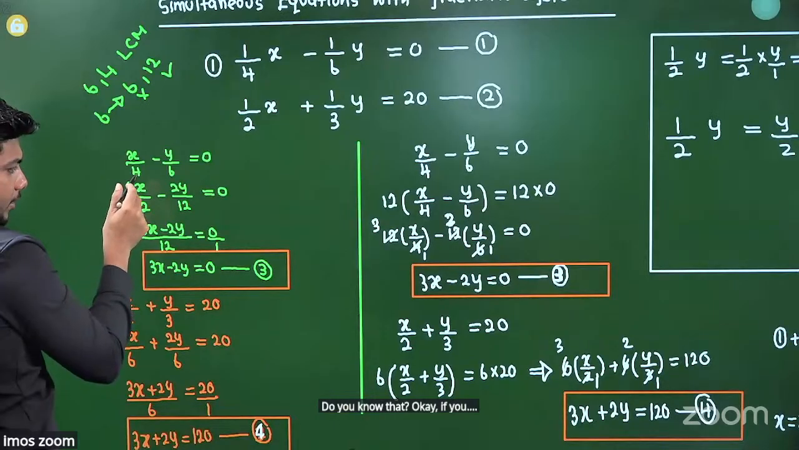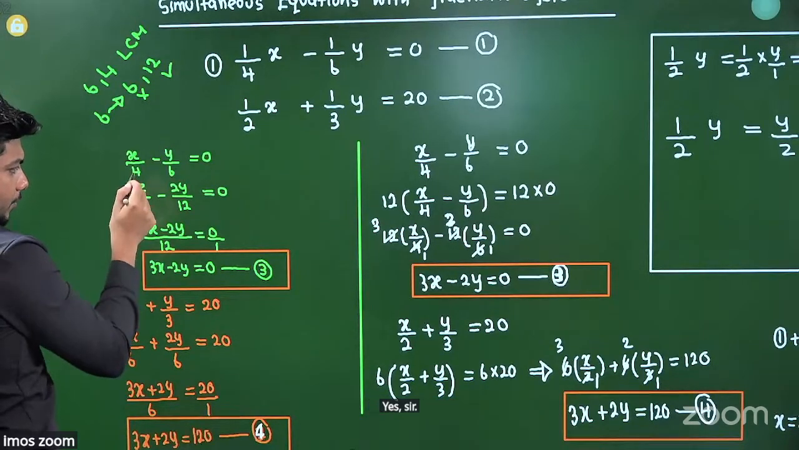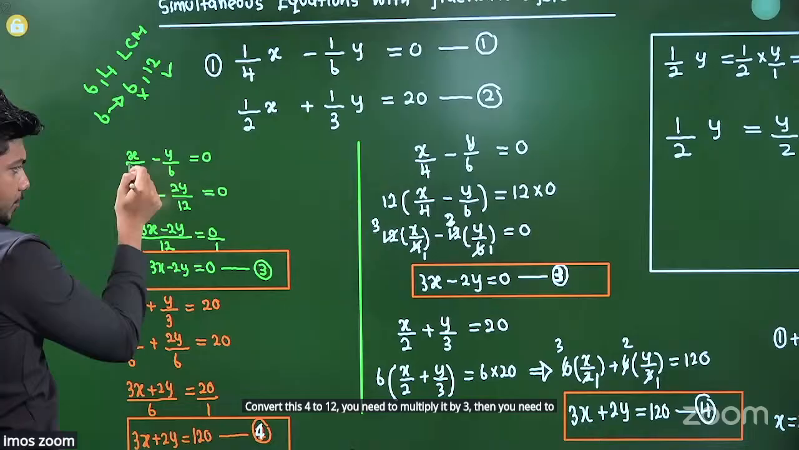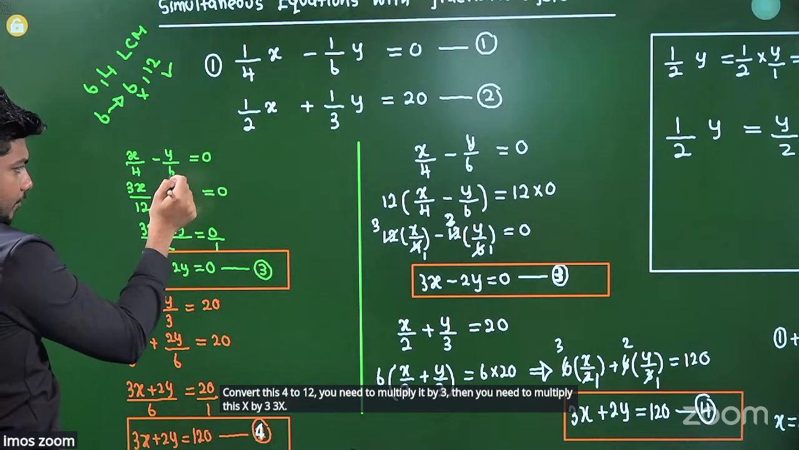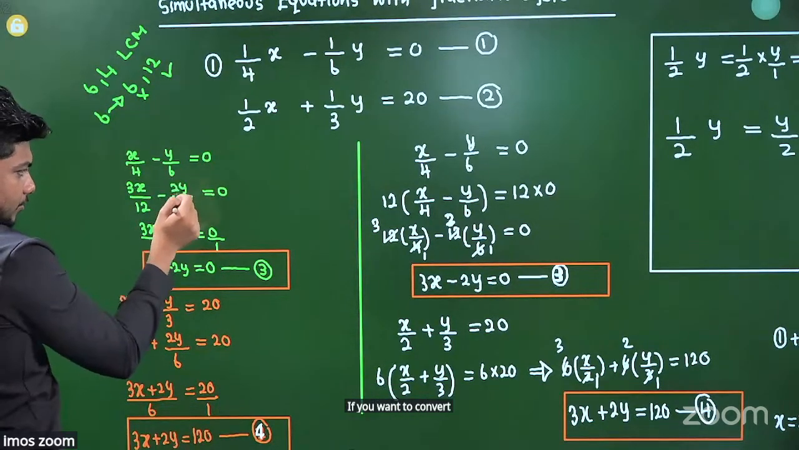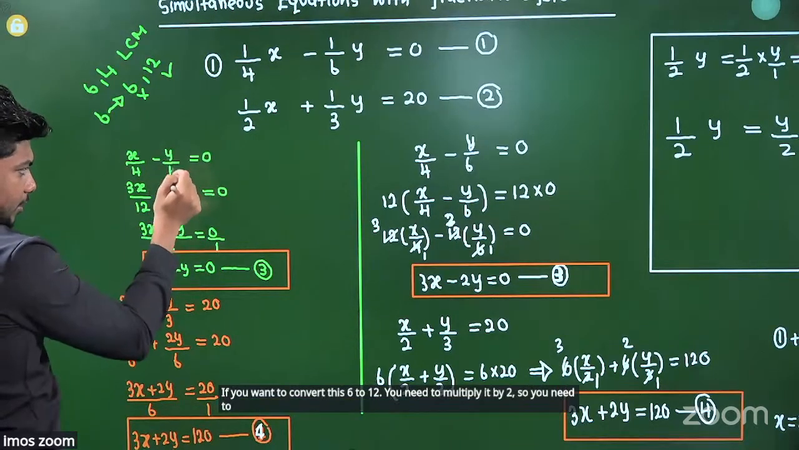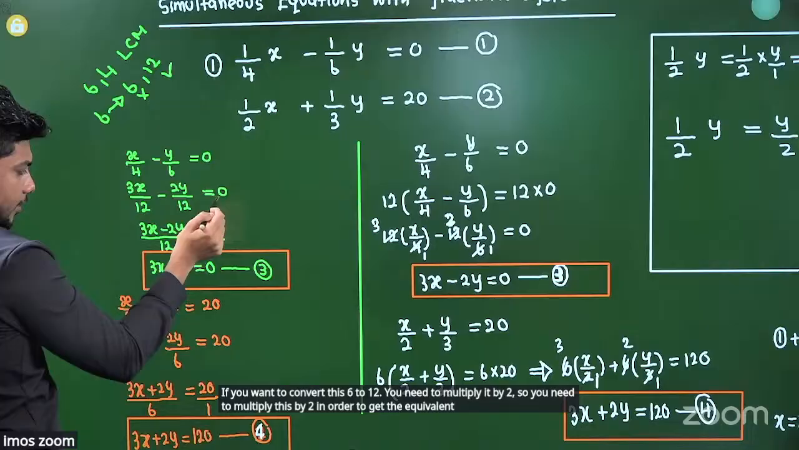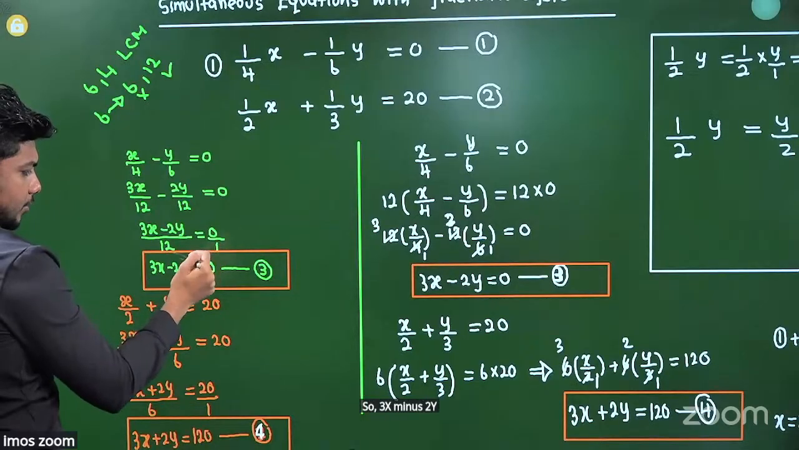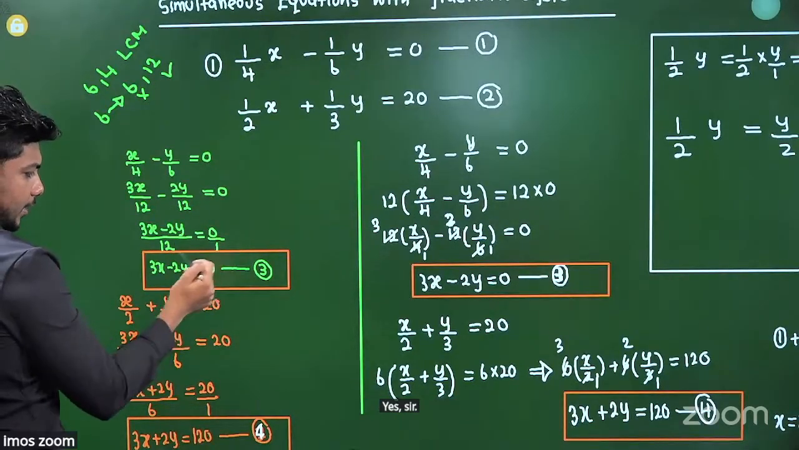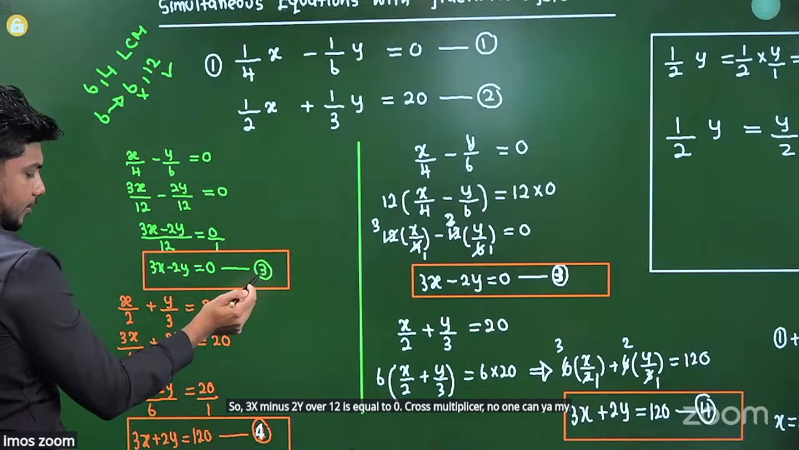Okay, if you convert this 4 to 12, you need to multiply it by 3, so you need to multiply this x by 3, 3x. If you want to convert this 6 to 12, you need to multiply it by 2, so you need to multiply this by 2 in order to get the equivalent fraction. Do you know that? Yes, sir. So 3x minus 2y over 12 is equal to 0. Cross multiply, 12 into 0 is 0, right?